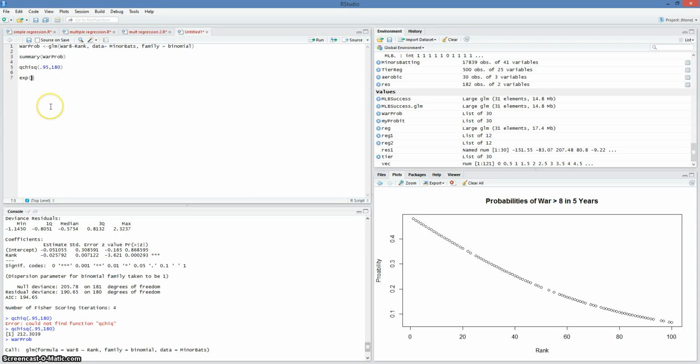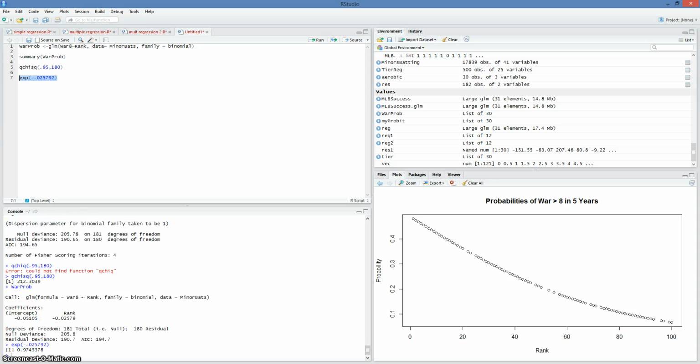So we can do this by simply typing in our beta coefficient, which is 0.025792. I'll run this. So essentially, as your rank decreases, your probability increases by 0.97% each time. So let's go ahead and see what this data actually looks like by plotting it.